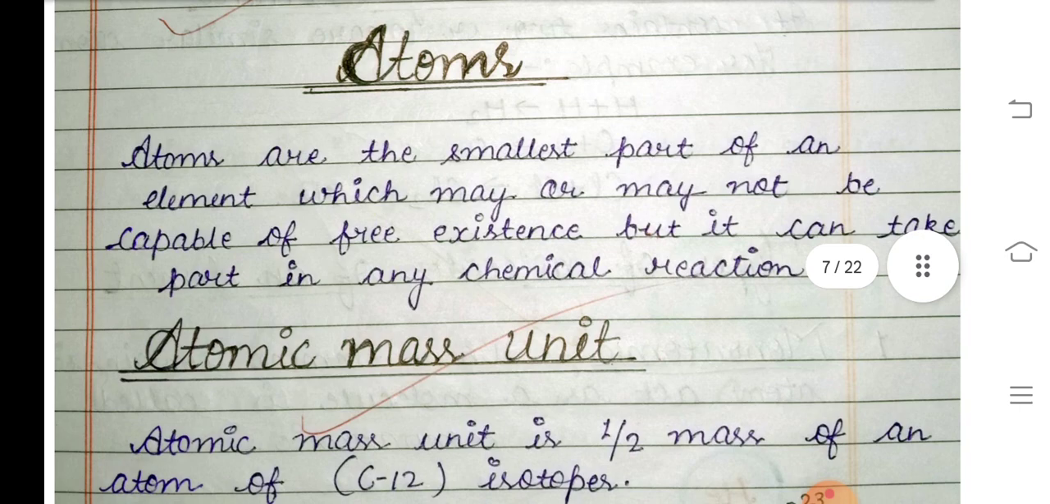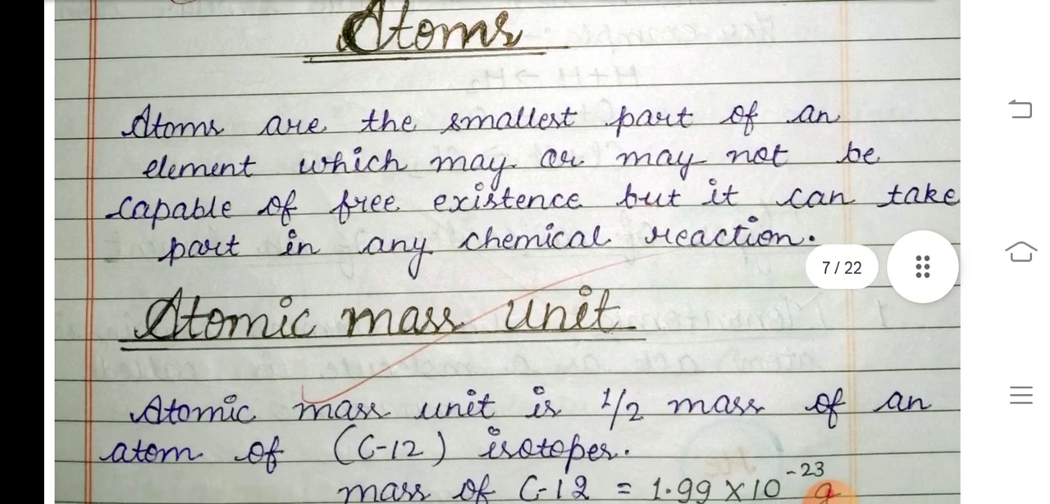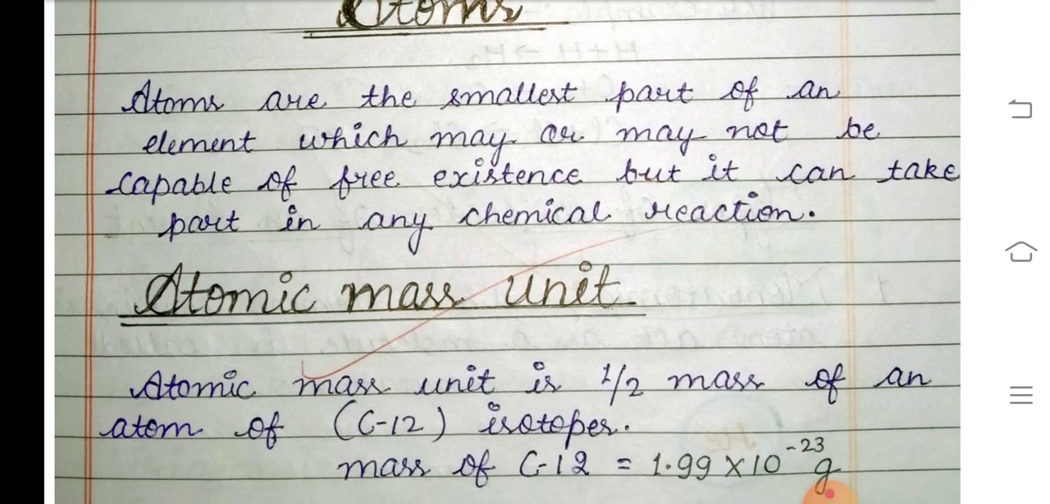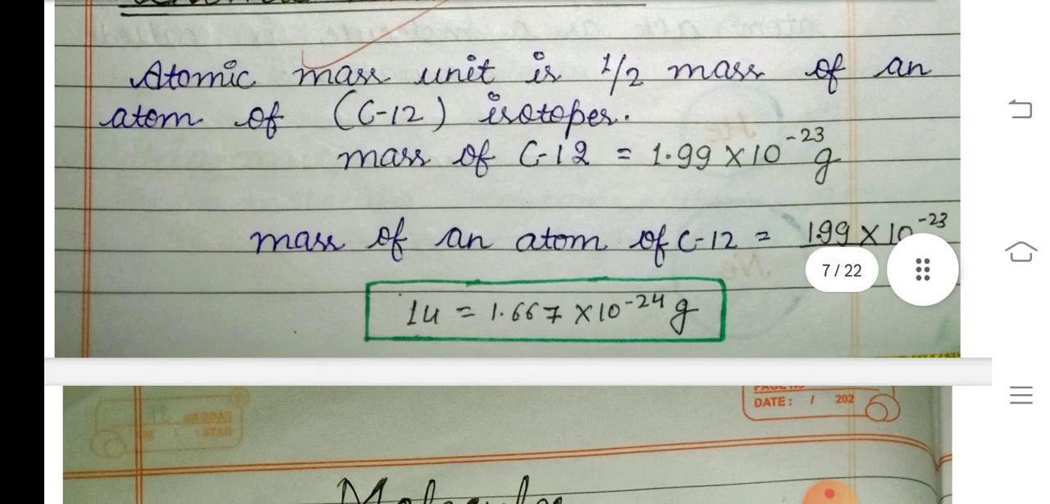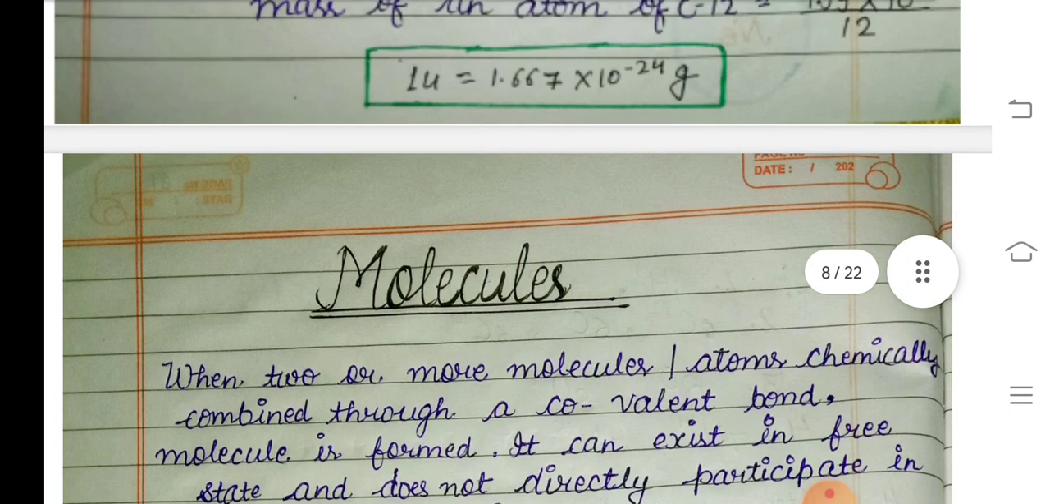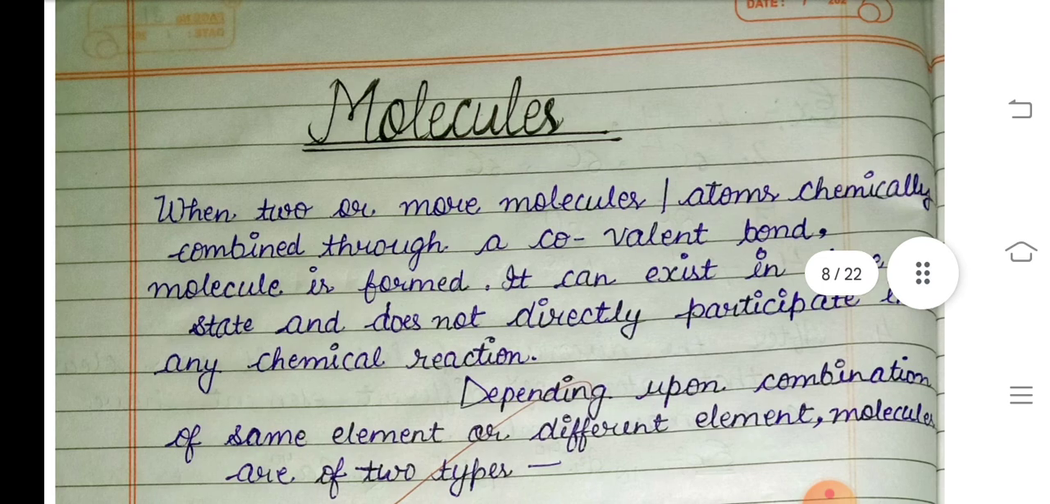Okay, so atoms, I have already told you, are the smallest part of an element which may or may not be capable of free existence, but can take part in any chemical reaction. So what is atomic mass unit? Atomic mass unit is represented by a small u, right? Atomic mass unit is one-twelfth the mass of an atom of the C12 isotope. I will tell you what isotopes are, so just keep patience.